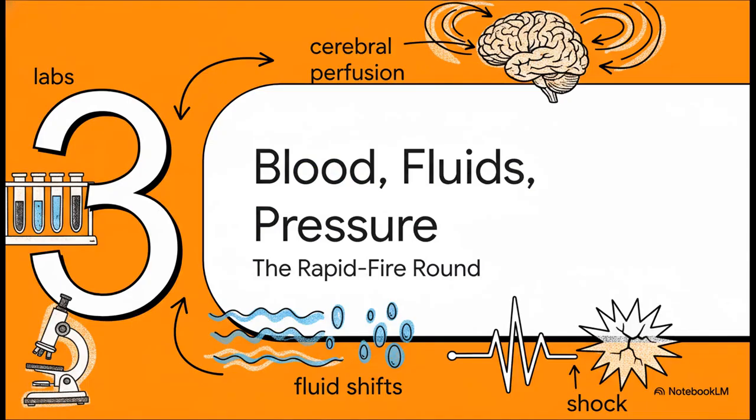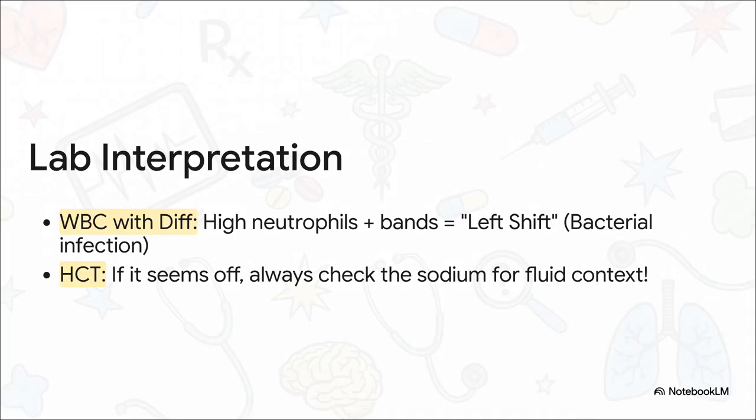All right, let's switch gears. It is time for our rapid fire round. We're going to nail down 5 topics that are all connected: labs, fluids, shock, and brain pressure. These things show up all over the place, so let's lock them in. 2 lab tips that will save you a ton of points.